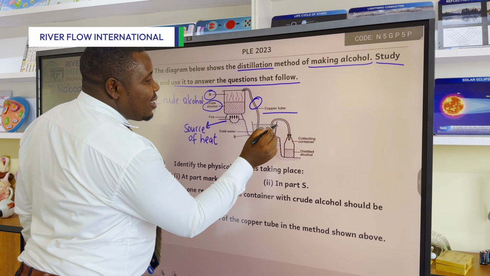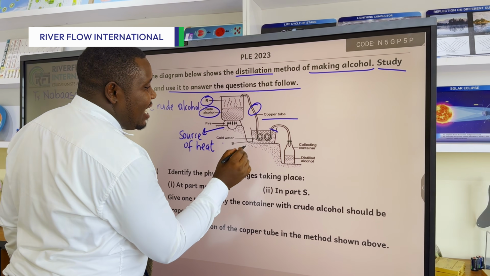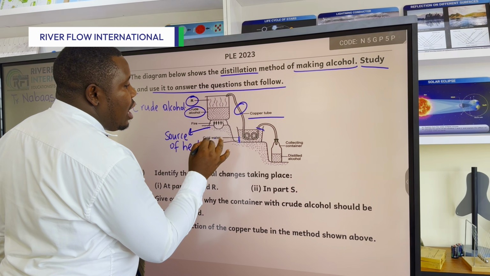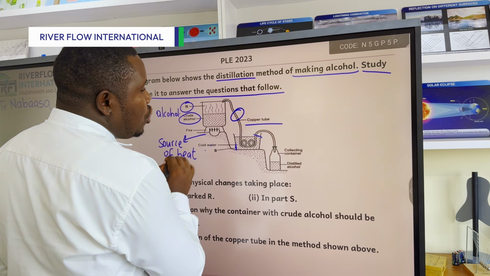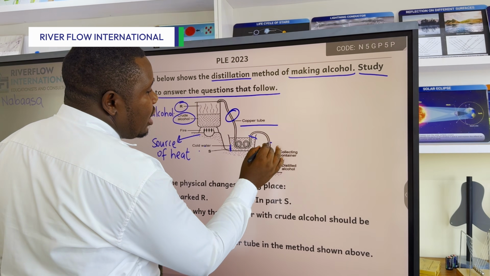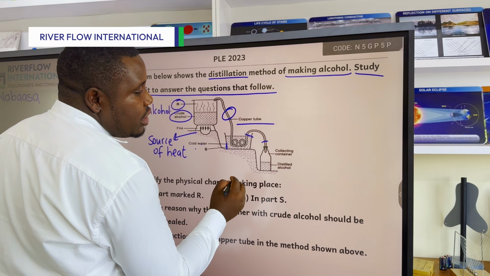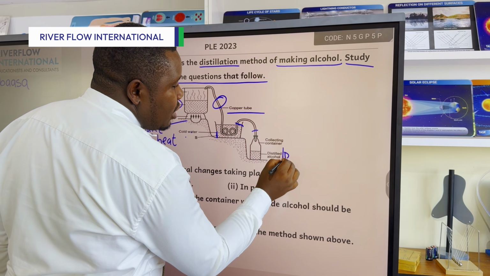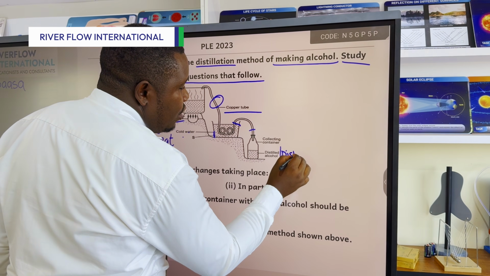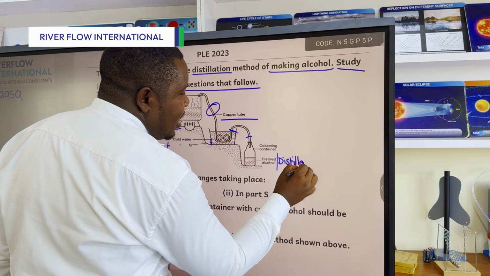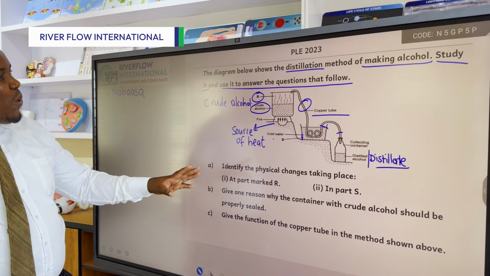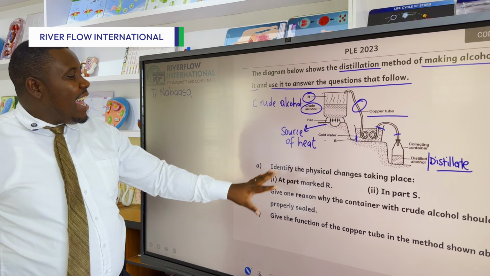Then we have cold water here. In a container labeled S, we have water, which is cold. Then we have a container which is collecting, which they have called the collecting container, and it has distilled water. Now those of you who study chemistry, we call this a distillate. Now these are the questions they want us to answer.